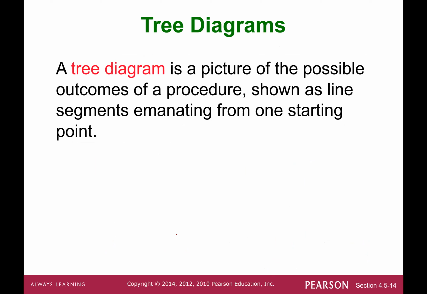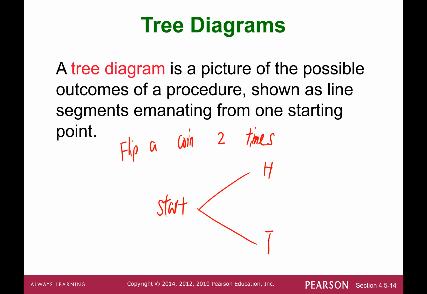Now, the tree diagram, we mentioned that already. It's a picture of all possible outcomes. Let's say we flip a coin 2 times, right? We could construct a tree diagram. We start here. We know that when we flip it the first time, you get either head or tail. This is the first trial. Second trial, we still get a head or tail.